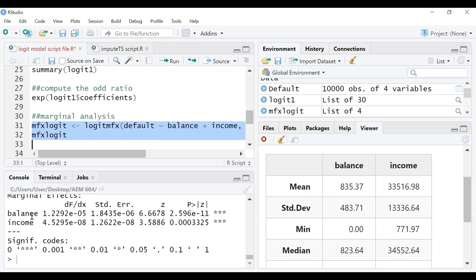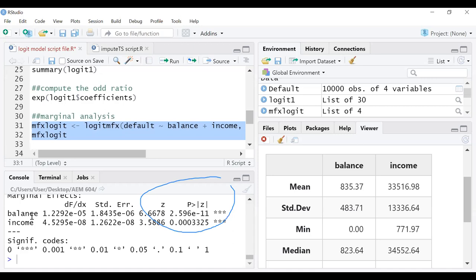It's 0.000122. Very, very low. And if my income increases by a unit, the probability that I'm going to default is also much lower, because here you have 0.000000. So it's very, very minute. So this is telling me that I'm not likely going to default if my income and my balance increase.